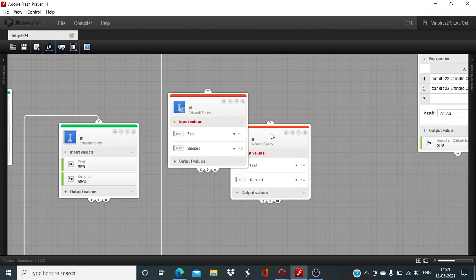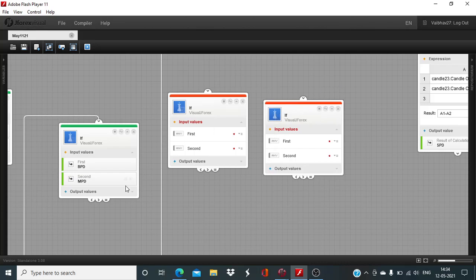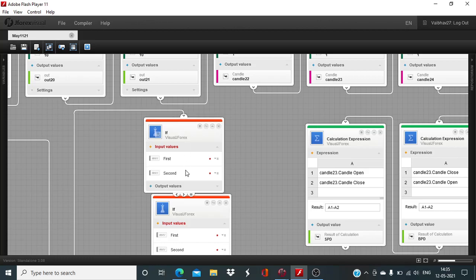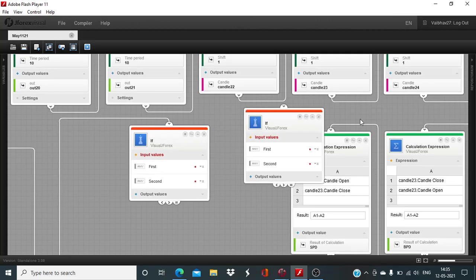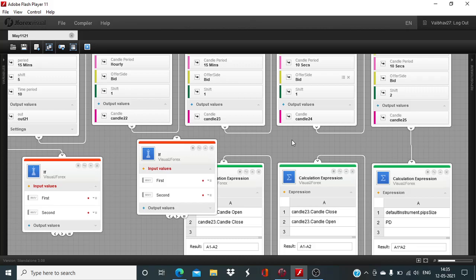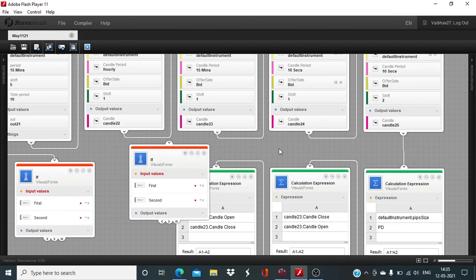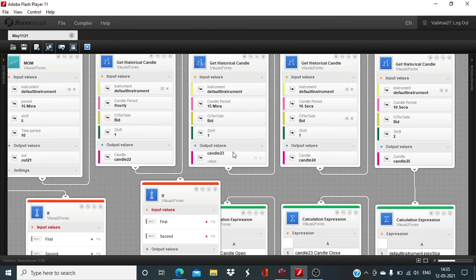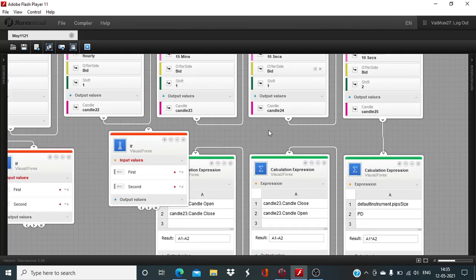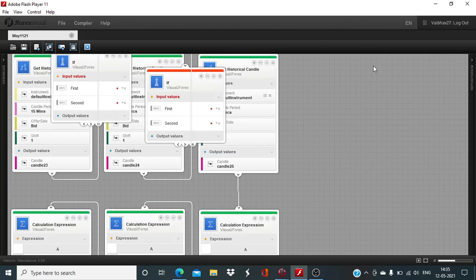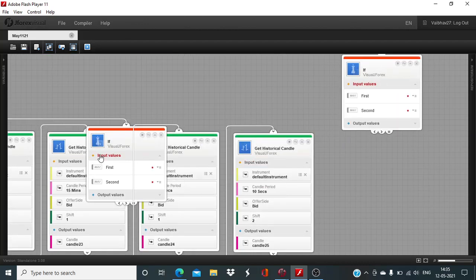And this is a fairly simple setup. So now we need to look at the candle 23rd, candle 24th, and candle 25th closing values. And whenever we see that the price starts to rise above the last 15-minute candle close, we want the trade to be initiated.